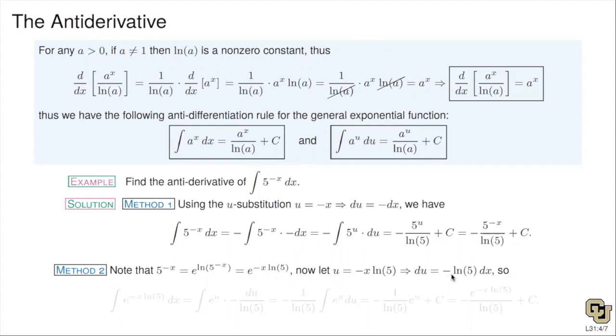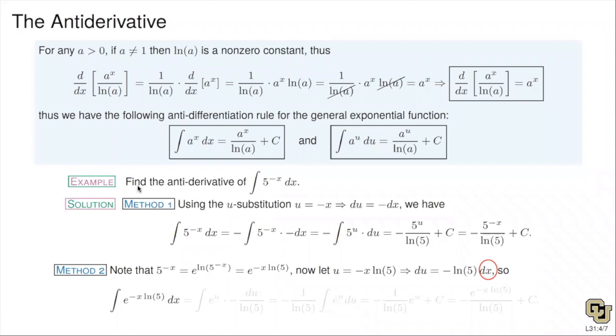Then du is negative ln of 5 dx. Remember, ln of 5 is just a constant. So it's okay if I don't have the ln of 5 in my integral, I can multiply it and divide it out. Or, in this case, let me do the other style of integration. Here, I'm going to solve for dx. dx equals du over negative ln of 5.